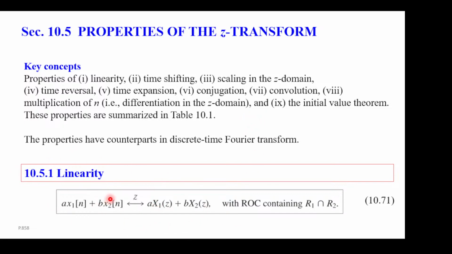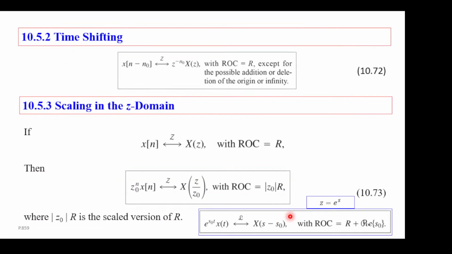Just as usual, the Z transform has linearity. So a small x1 plus b small x2, we do the Z transform and it becomes a big X1 plus b big X2. And the ROC, just like in the Laplace transform, should be the intersection of the first ROC and the second ROC. But we also say containing because you can cancel some poles. So it's at least this intersection, but you can also expand if some poles at the boundary get cancelled out. Okay, so that's an easy one.